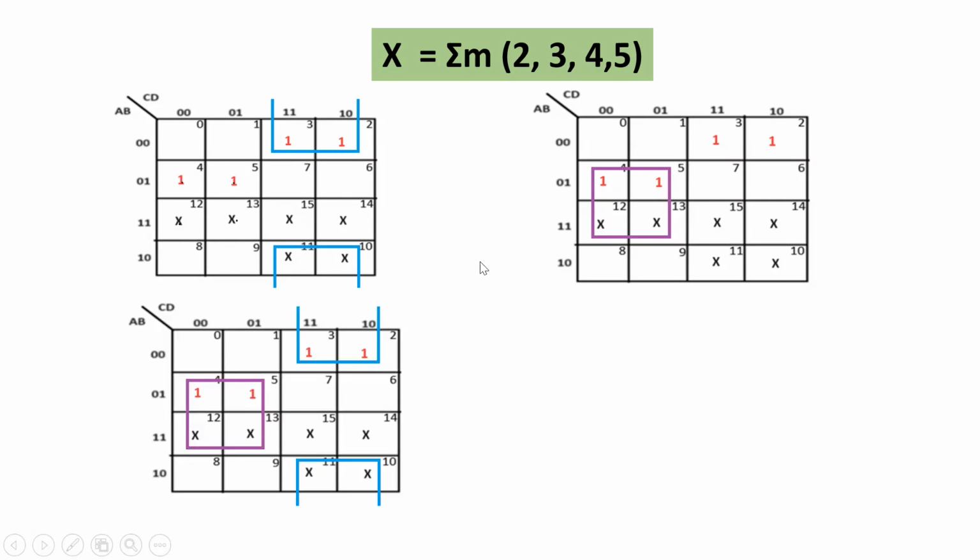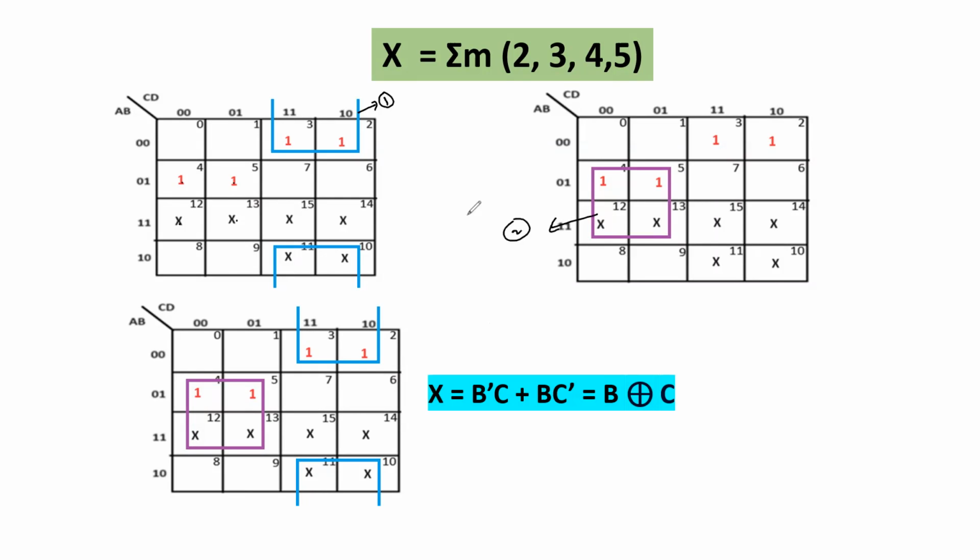Now, compare these two groups in one single K-map, then it gives us this is the first group and this is the second group. Now, based on these two groups, we should write the product terms for each and every group. Okay. So this is the first group. This is the second group. Okay. For the first group, this group lies in the first row and last row and last two columns.